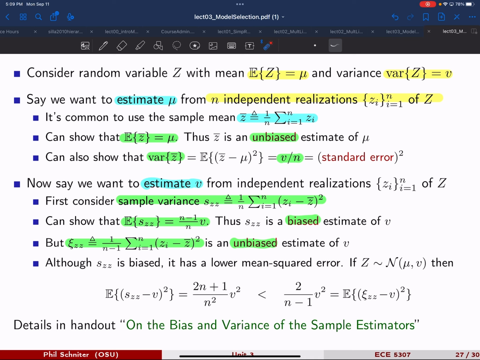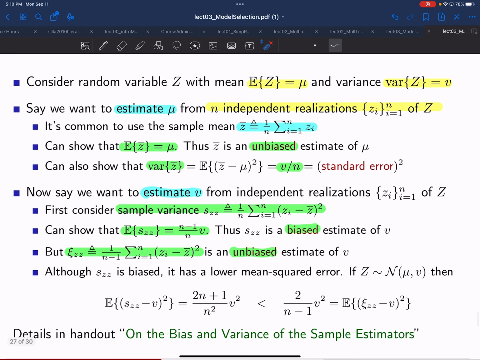So it turns out it depends what you mean by better. If what you care about is mean squared error, you can do an analysis of the original one, the mean square error of S_ZZ. So you're looking at the expected value of the squared difference between this and the truth. And you can do an analysis of this one, and you get these two expressions. And it turns out, it's maybe not obvious, but you can show that this one is strictly less than this one.